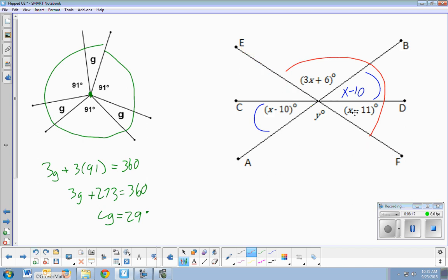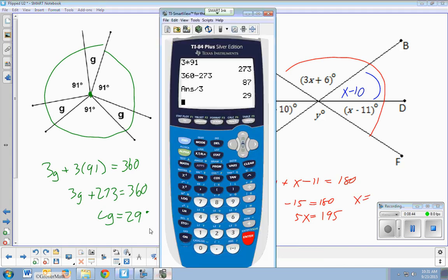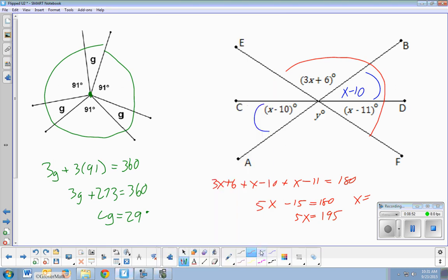And so I'm going to add these 3 together, 3x plus 6 plus x minus 10 plus x minus 11 equals half my circle, 180. So that's 3, 4, 5 x's, and 6 minus 10, that's negative 4, minus 11, negative 15, equals 180. 5x equals 195. Divide by 5, x equals 195 divided by 5 is 39. So x equals 39.